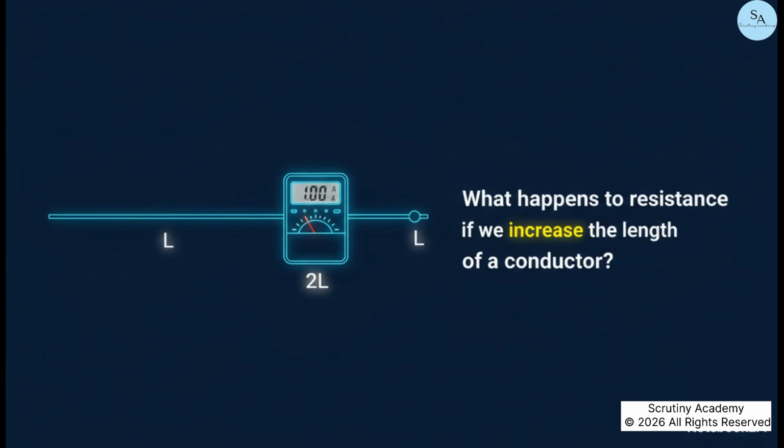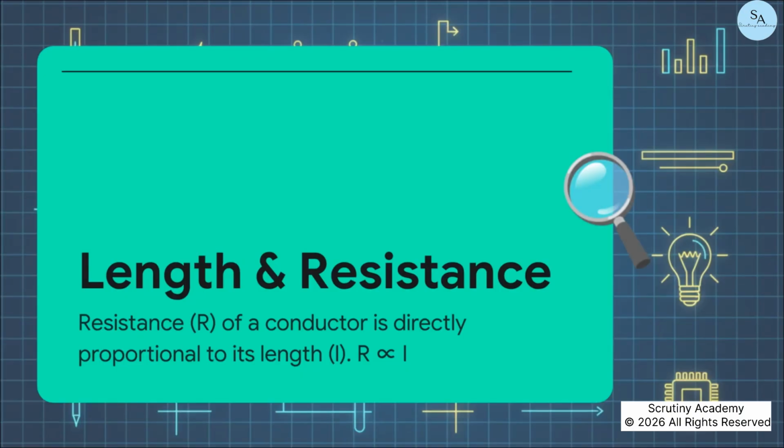Let's start with a simple one. How long is the wire? Do you think making a wire longer makes it harder for current to flow or easier? Well, it turns out it makes it harder. Resistance is directly proportional to the length. Think about it like running a race. A 100-meter dash is way easier than a full marathon.